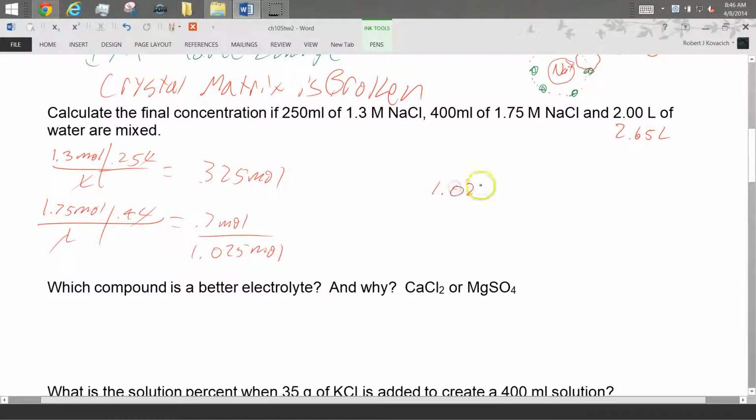So I take my total number of moles that I know that are in here, I divide it by my total volume, and I'm going to get a molarity. Okay, so 1.025 divided by 2.65, and I get 0.39 moles per liter.